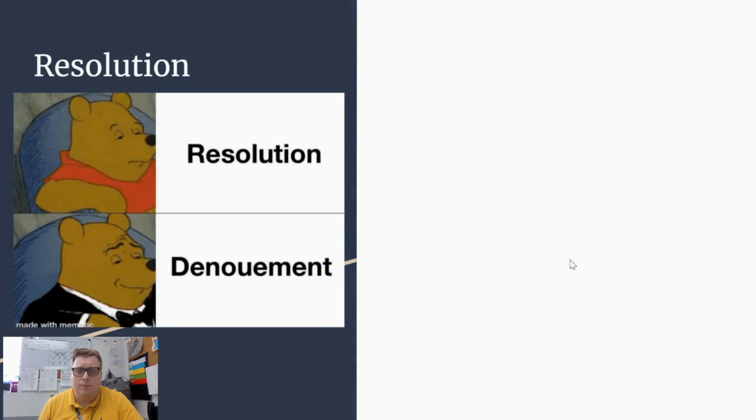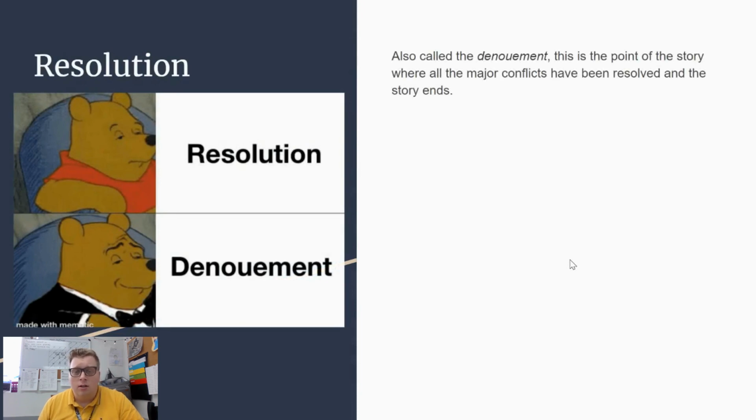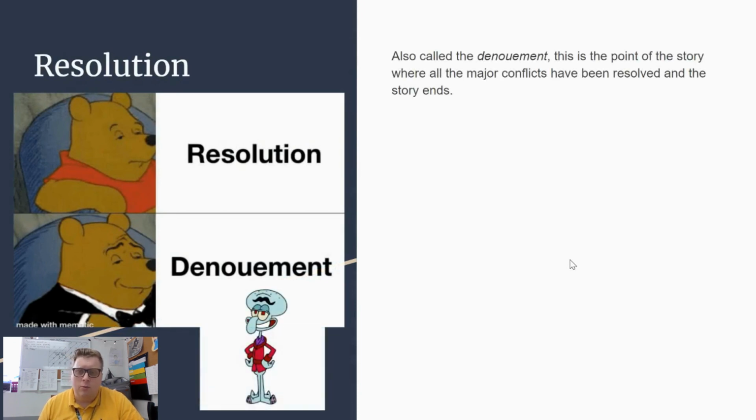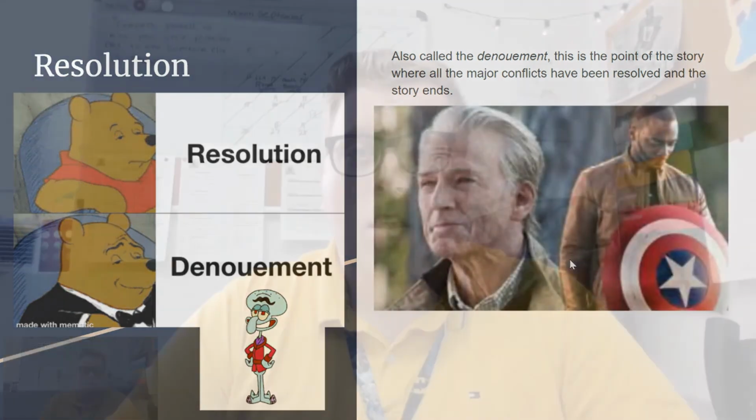The falling action continues to fall to the point of the resolution, or the denouement, as Squilliam Fancy Son might call it. It is the point where all the major conflicts have been resolved and the story ends. It's the part where Captain America passes the torch to Falcon.